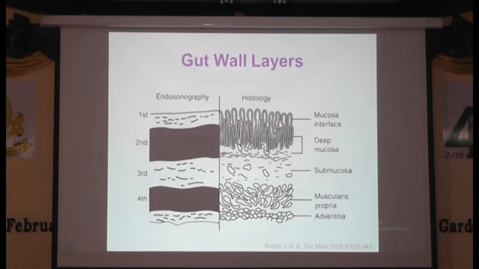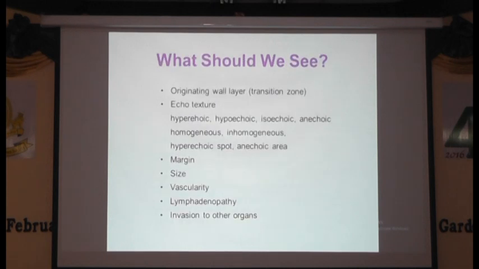With endoscopic ultrasound, gut wall layers are seen as five well-preserved wall layer structures, and the correlation between endosonographic layers and histology is well proven. The first and second layers are the mucosa layer, and the third whitish layer is the submucosa layer, and the fourth hypoechoic layer is the muscularis propria, and the fifth layer is adventitia or serosa.